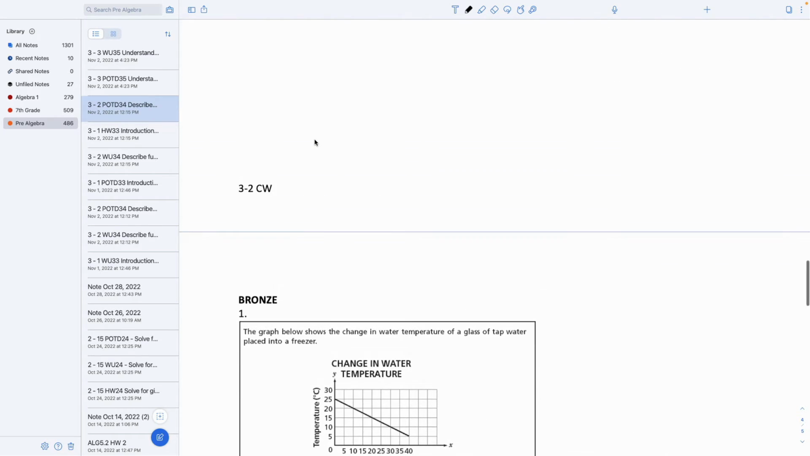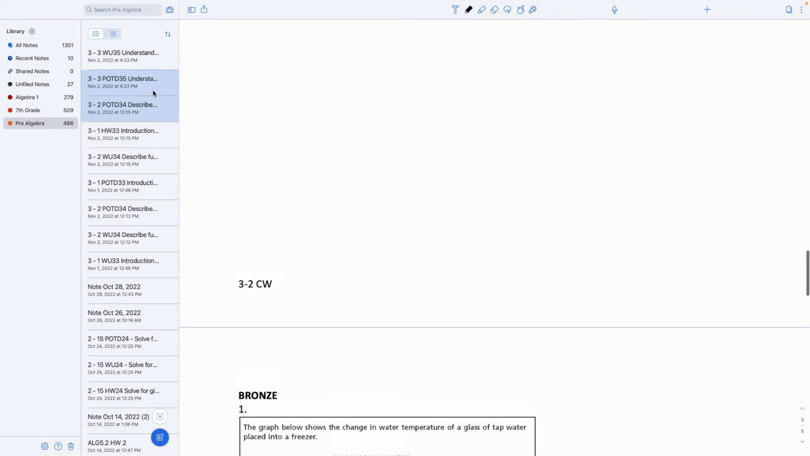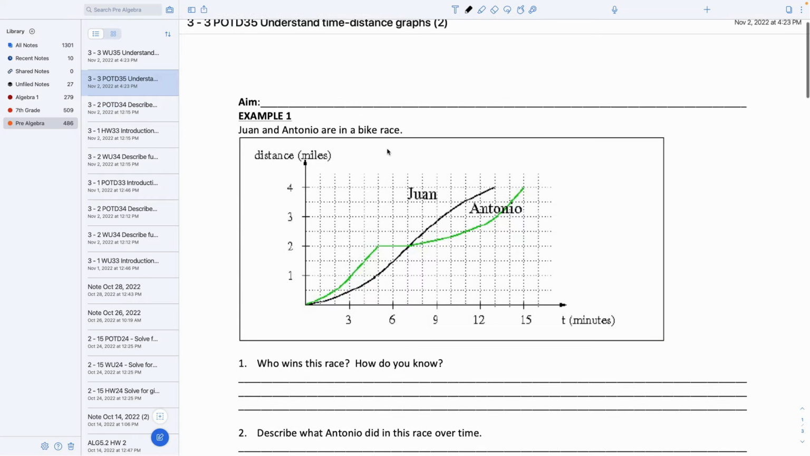You have 3-2 from Wednesday's work. I want you to just hold that to the side in your packet. You're going to have time to work on that today. We're going to start out with this aim. Students will be able to understand distance time graphs.